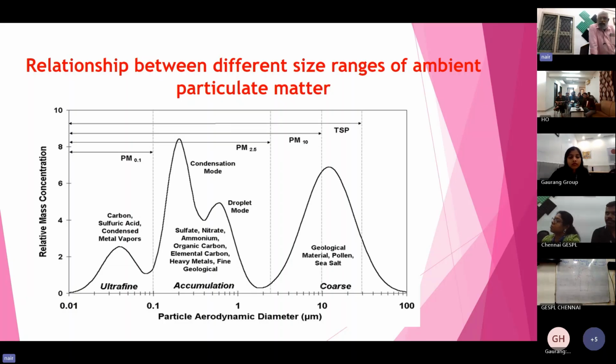Actually, there is no relationship. We cannot say these fine particles shall be this much percentage of these coarse particles. Can you say? It's not possible. The relationship you cannot say, because you cannot say that fine particles will be this much percentage of the coarse particles.